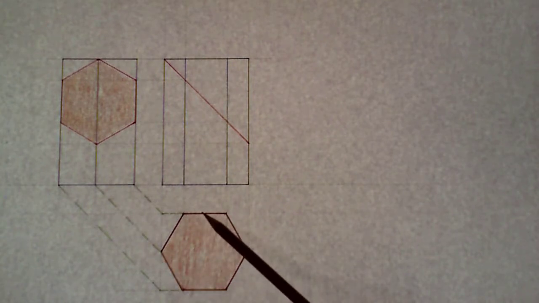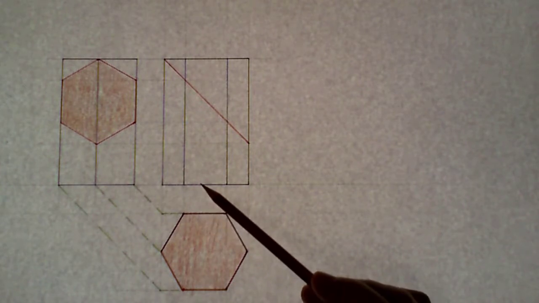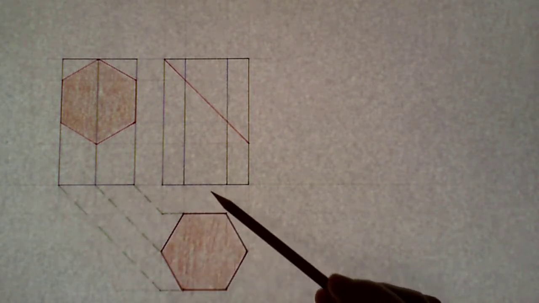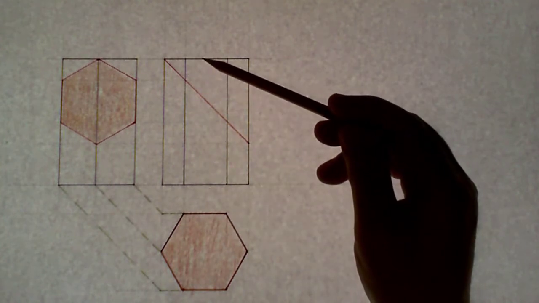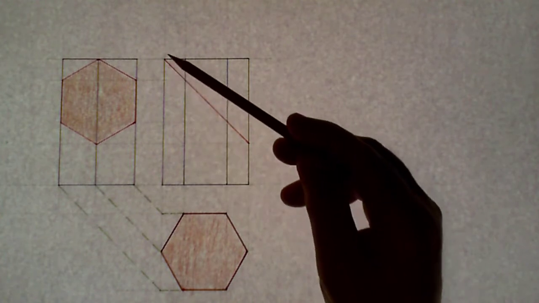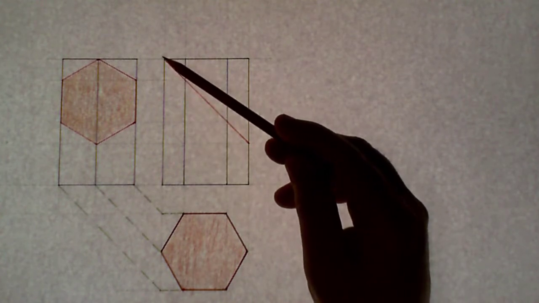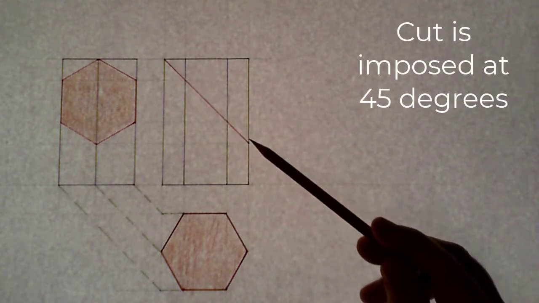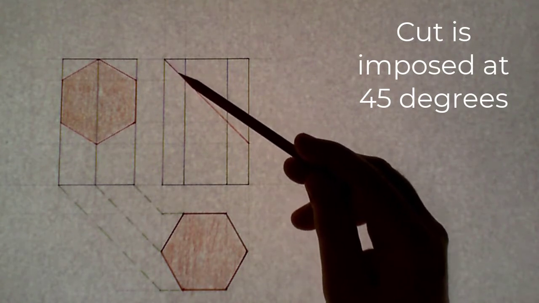Okay, the elevation is situated, the XY line is situated 20 millimeters above the plan. Okay, and the height of the elevation is 90 millimeters. Now, the cut is imposed on the elevation at 45 degrees from the top left-hand corner.